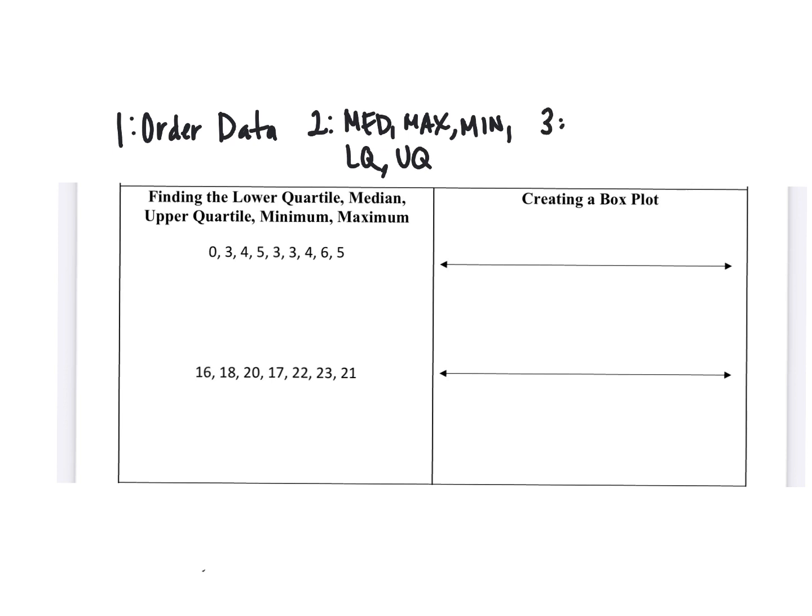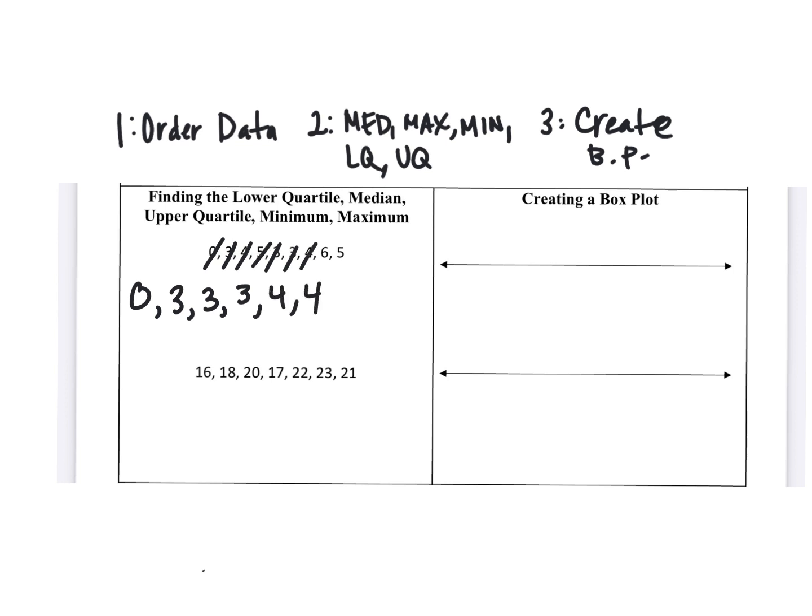And then lastly, you'll create your box plot. Okay, so let's go ahead and do that. We start with the 0. And then I don't have any 2s, but I have 3 3s. 1, 2, 3. Then I have 1, 2 4s. 1, 2. I have 2 5s. 1, 2. And then I have a 6. Okay? I'm going to use a highlighter to cross out so that we can see everything here.